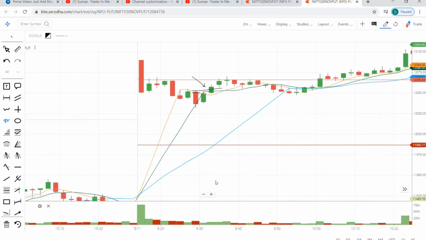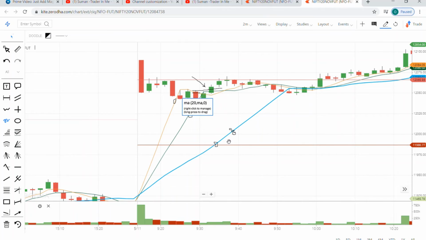Okay, what is the condition? One is the high of the red should be taken out by a green candle, and it should be close to one of the moving averages. Whether it is here, whether it is here, whether it is here, it is absolutely okay. And one more thing I wanted to tell you, whether it is on the moving average or just above the moving average or just below the moving average, it is completely fine.